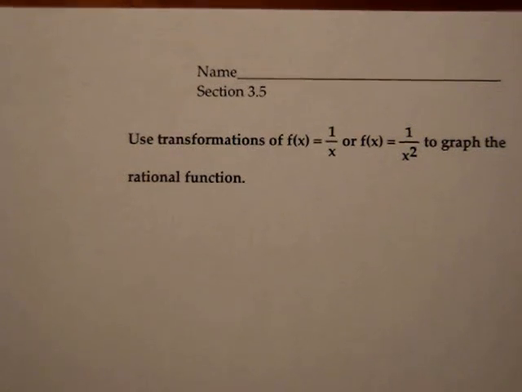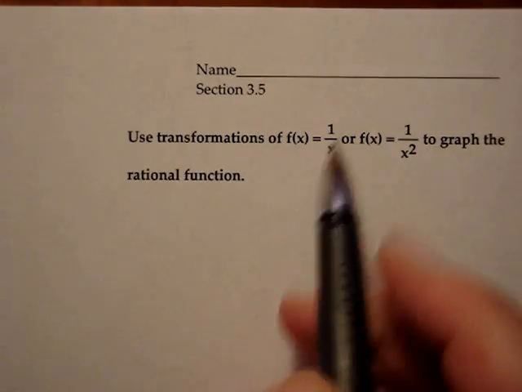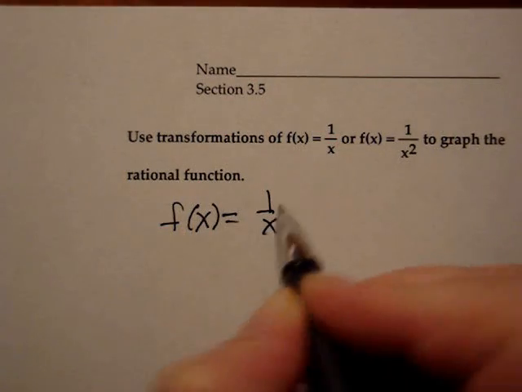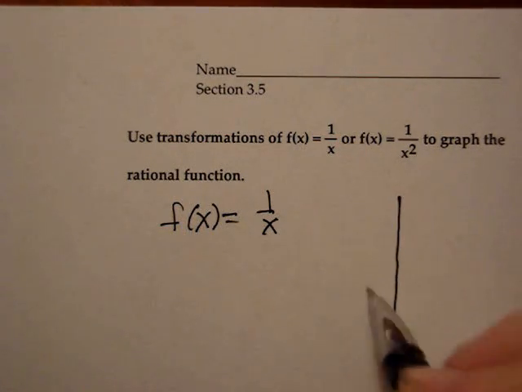So the first one I'm going to show you is 1 over x. So if we're looking at the graph of f of x, or y, equals 1 over x. Let me make my cool little xy.